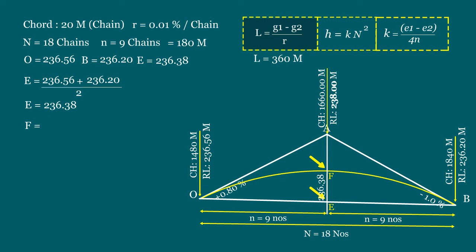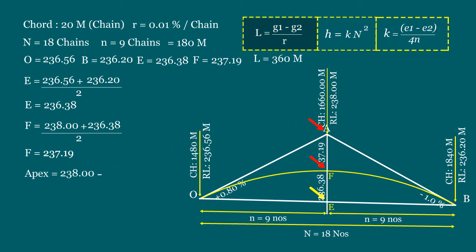Since F is midway of point A and E, the RL of point F equals RL of A plus E divided by 2. That is 238 plus 236.38 divided by 2. That gives the value of 237.19 meters. Now, the apex value, that is, the difference between A and F, is 238 minus 237.19. That is 0.81 meters. Also, this is known as the H value of 0.9 from the beginning of curve.